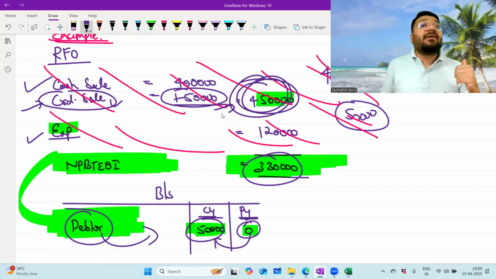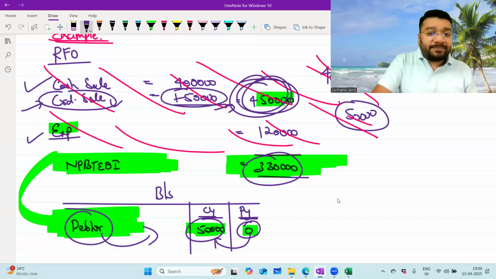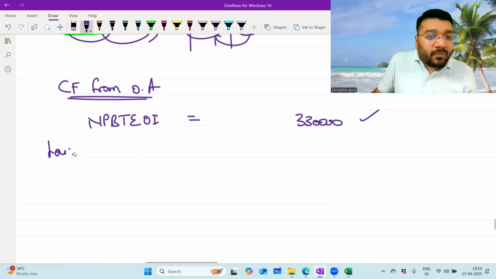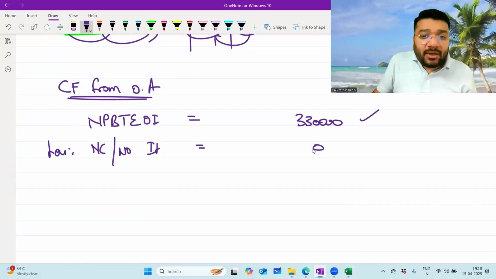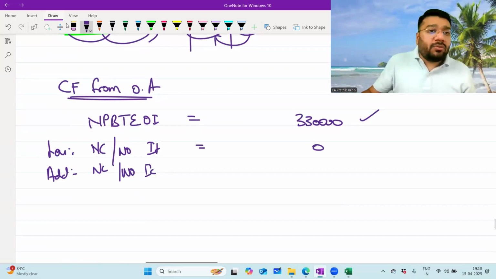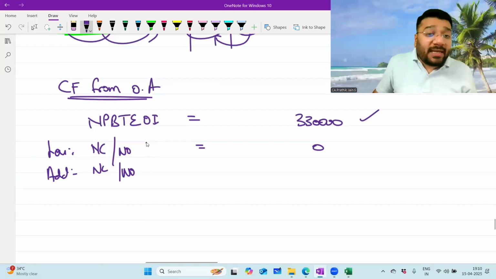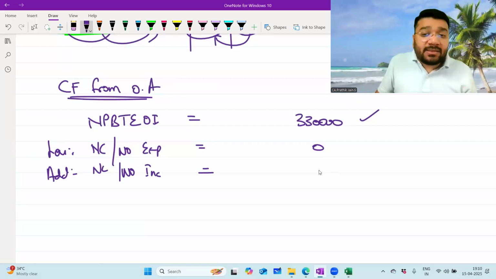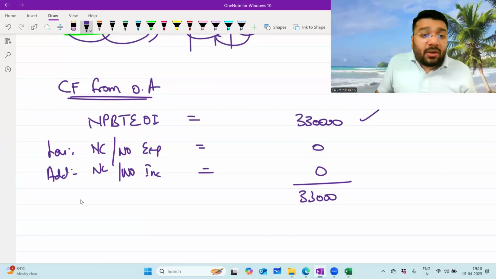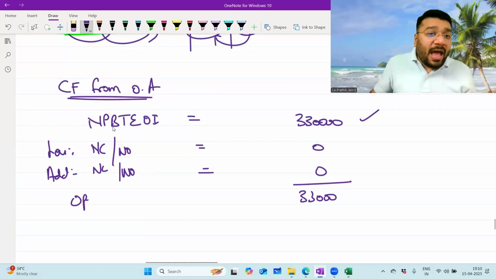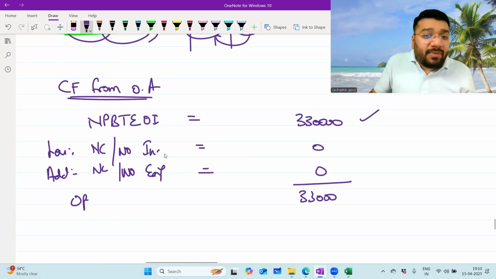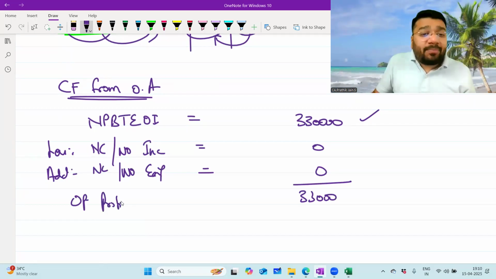minus. How much you have to minus? 50,000 rupees we have to minus. So less non-cash or non-operating items which are expense in nature is 0. Add back non-cash and non-operating items income in nature. No, sorry. Expense in nature we add back, income in nature we less. That is 0. Now this 3,30,000 is called operating profit before working capital changes.